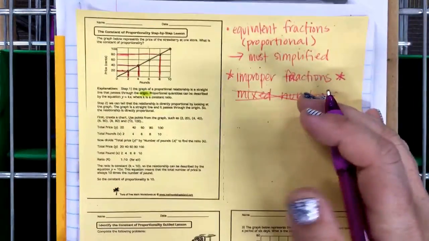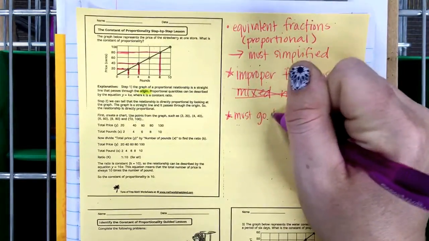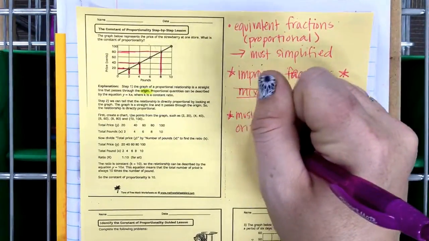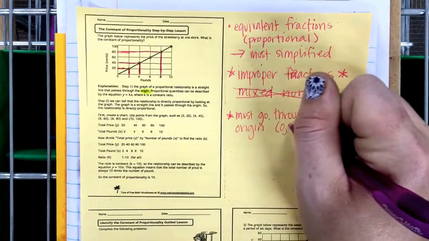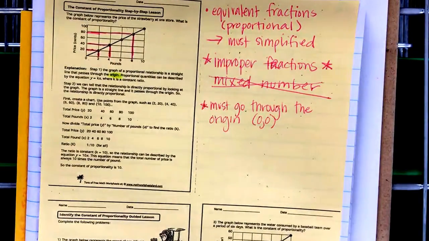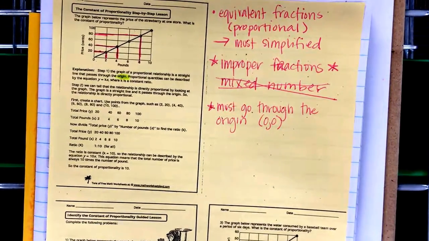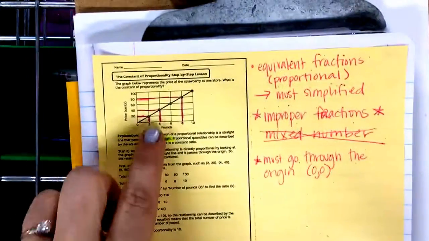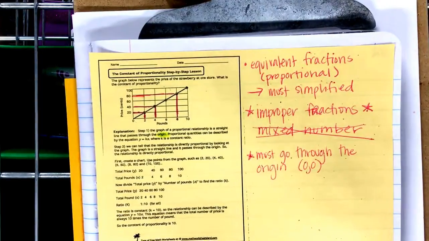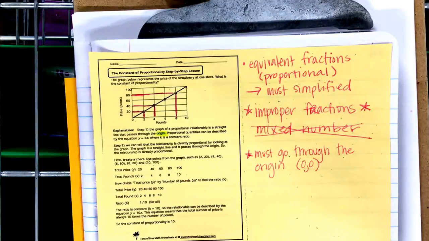I'm going to put a note over on this side. Must go through the origin. And you told me that the origin is 0, 0. So it has to go through that corner piece of the graph, right? So is this graph a straight line? Does it go through the origin? Okay. So just by looking at this graph, I can determine, is it a proportional relationship?